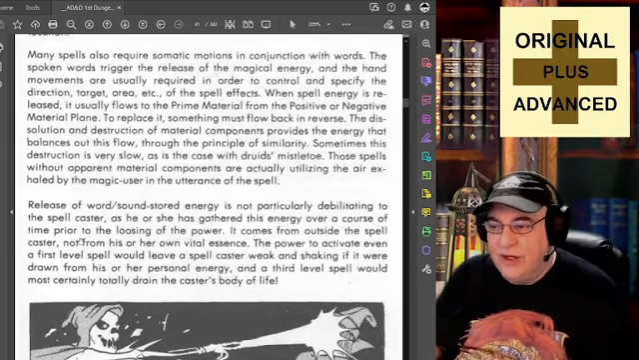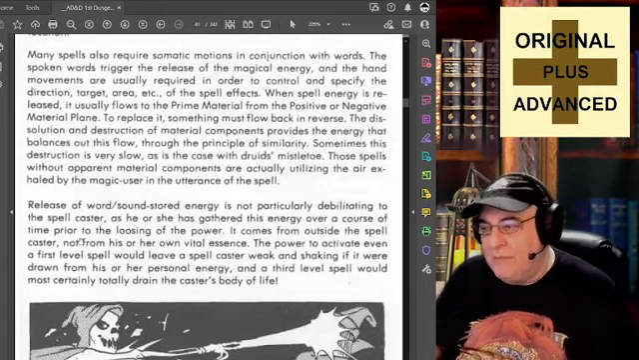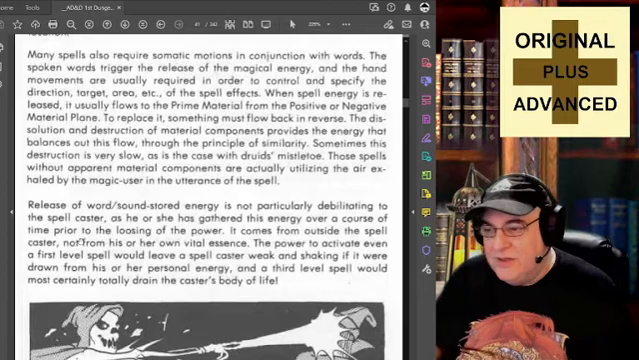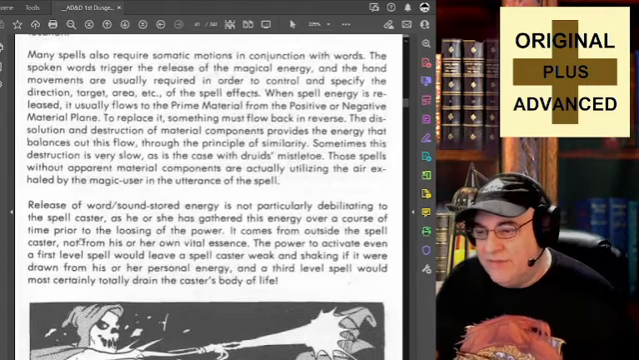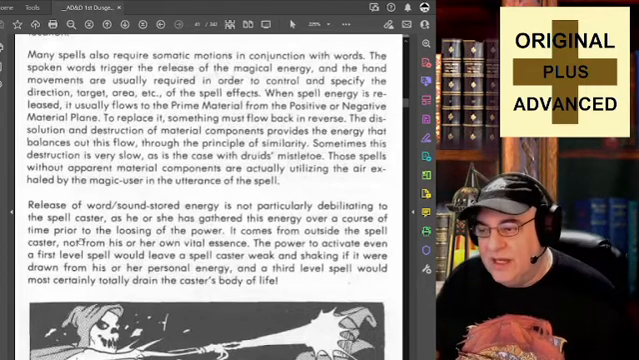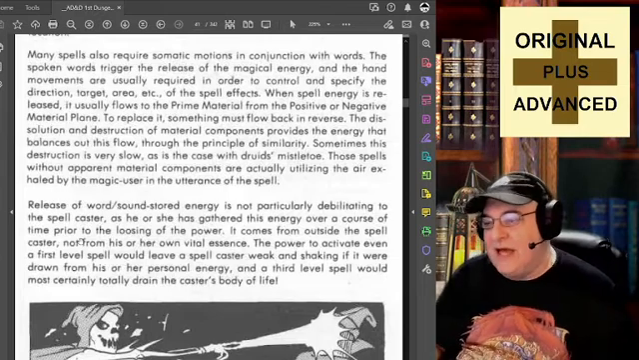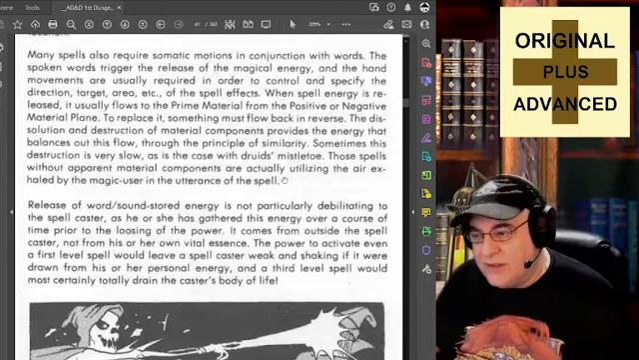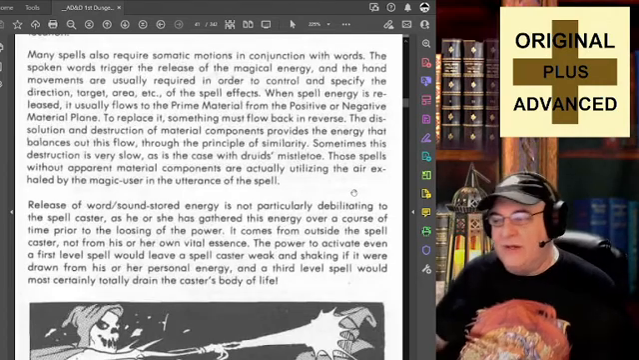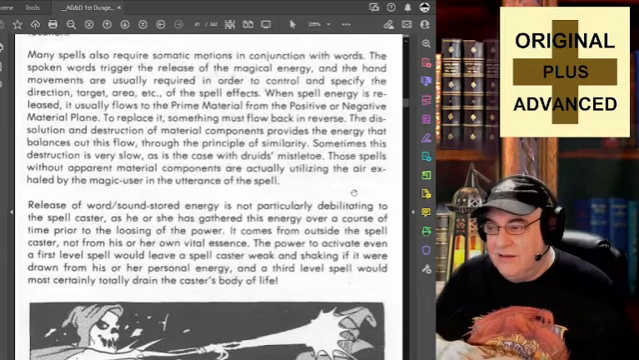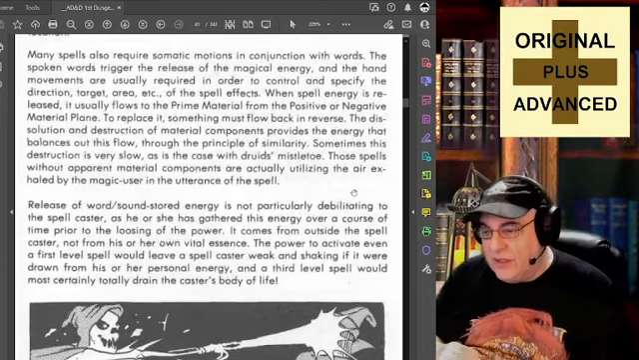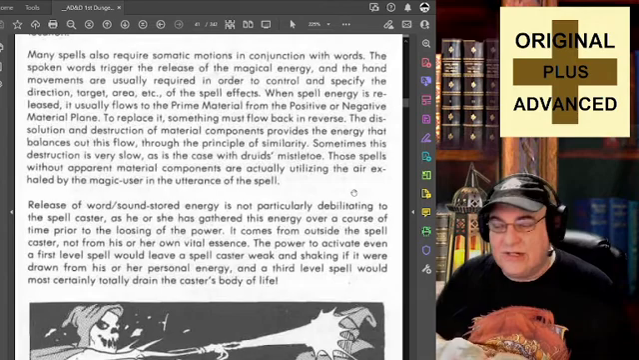Release of word / sound stored energy is not particularly debilitating to the spellcaster, as he or she has gathered this energy over a course of time prior to the loosing of the power. It comes from outside the spellcaster, not from his or her own vital essence. The power to activate even a first level spell would leave a spellcaster weak and shaking if it were drawn from his or her personal energy, and a third level spell will most certainly totally drain the caster's body of life.